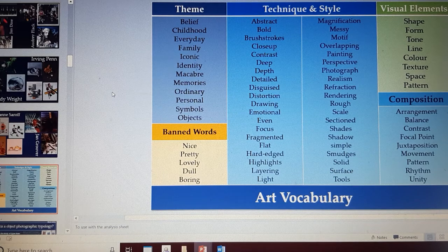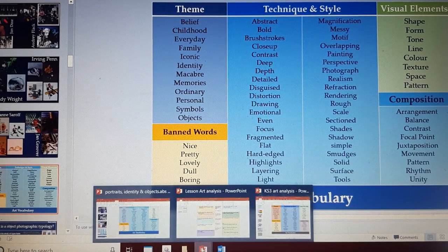Is the image distorted? Does it have an emotional feeling attached to it? Are the images overlaid? Is there a perspective or is it really flat? What sort of colours have been used? You've got your visual elements. How is it arranged? How is that composition laid out in front of us? So you can be thinking about that and making it more interesting to the moderator.